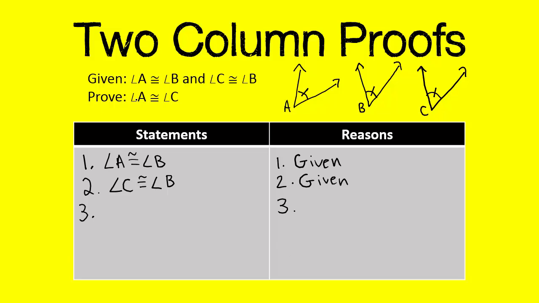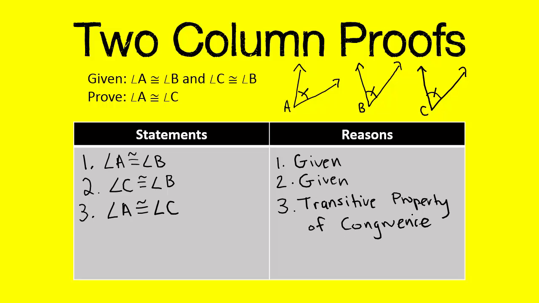And you have to keep in mind, we're trying to get to this part. But step three is going to be, okay, now what new information can I make from the given information? Well, since I know angle A is congruent to angle B, and angle B is congruent to angle C, there's a property that allows me to say that angle A is congruent to angle C. And the reason why I'm able to say this is because of a property called the transitive property. So transitive property of congruence.